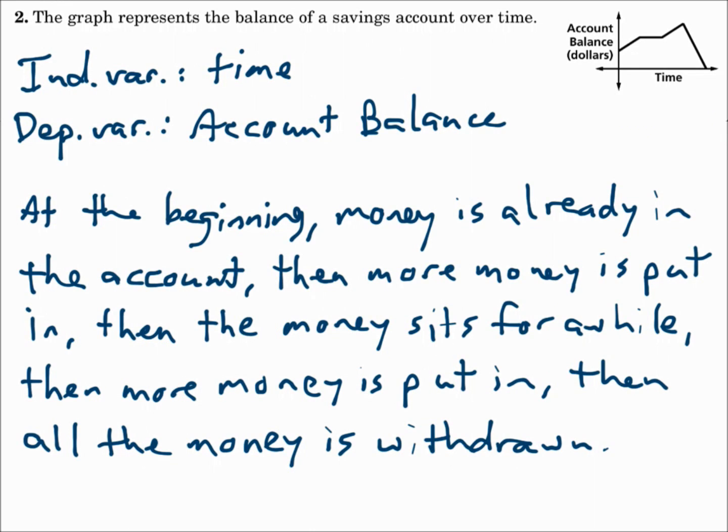Number 2, the graph represents the balance of a savings account over time. The independent variable is time, and dependent is the account balance. At the beginning, there's already money in the account, and then more money is put in. Then the money sits for a while where it flattens out, and then more money is put in. And finally, all of the money is withdrawn. Pay attention to when the graph goes up and goes down and flattens out.